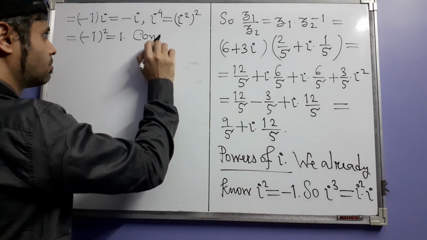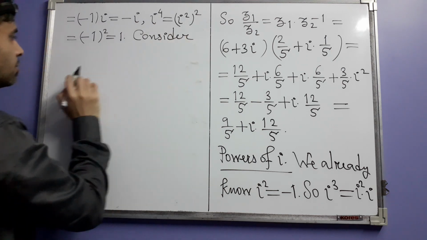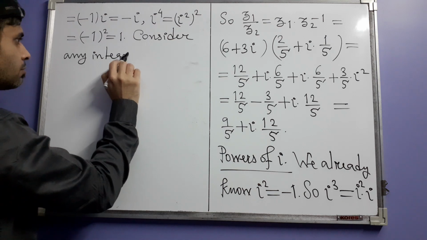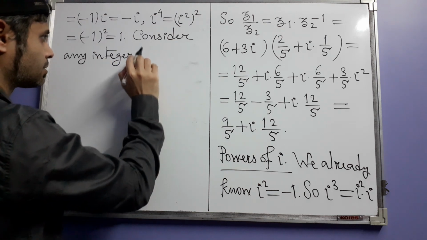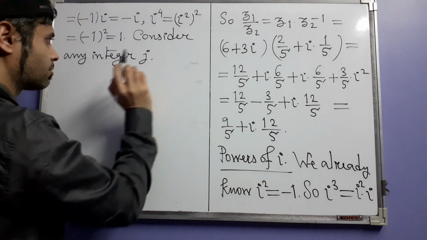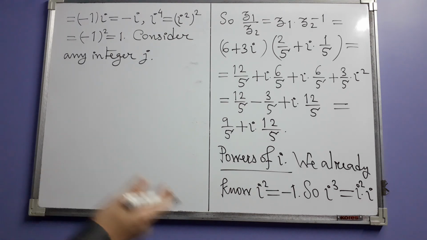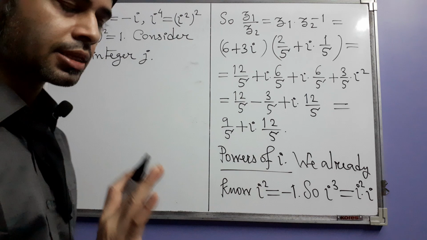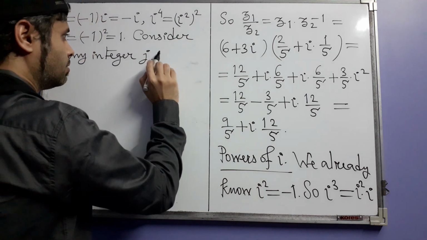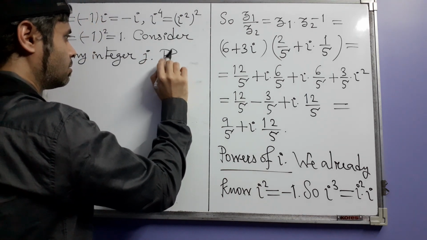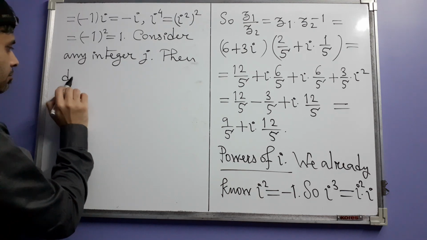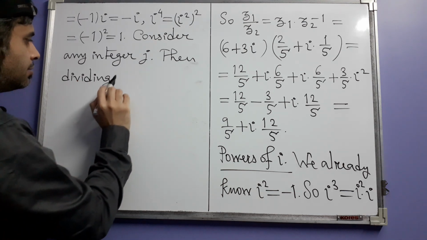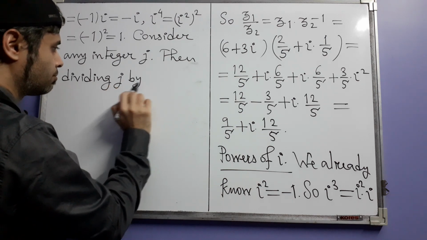Consider any integer, say j. J can be positive or negative or 0. J is any integer. J is not a fraction, it's an integer. Then say we divide j by 4.